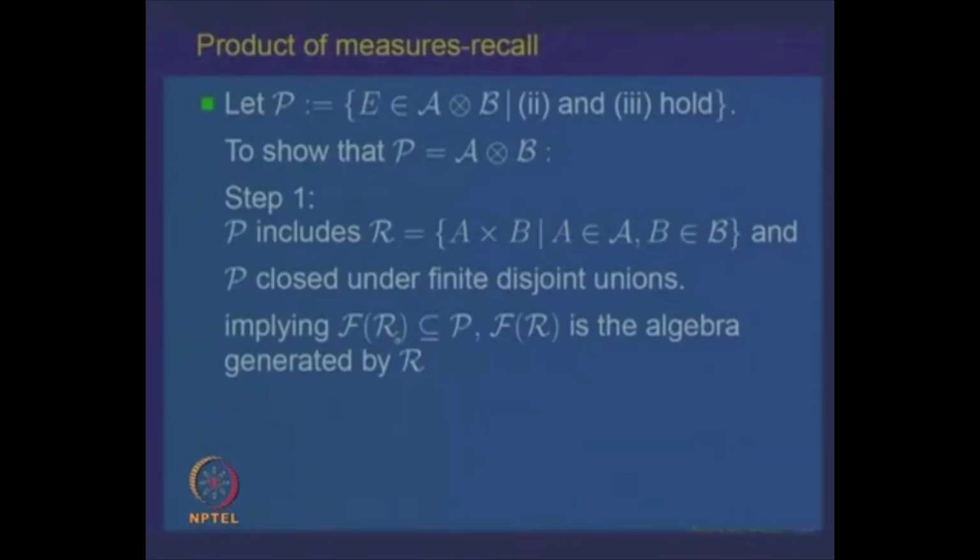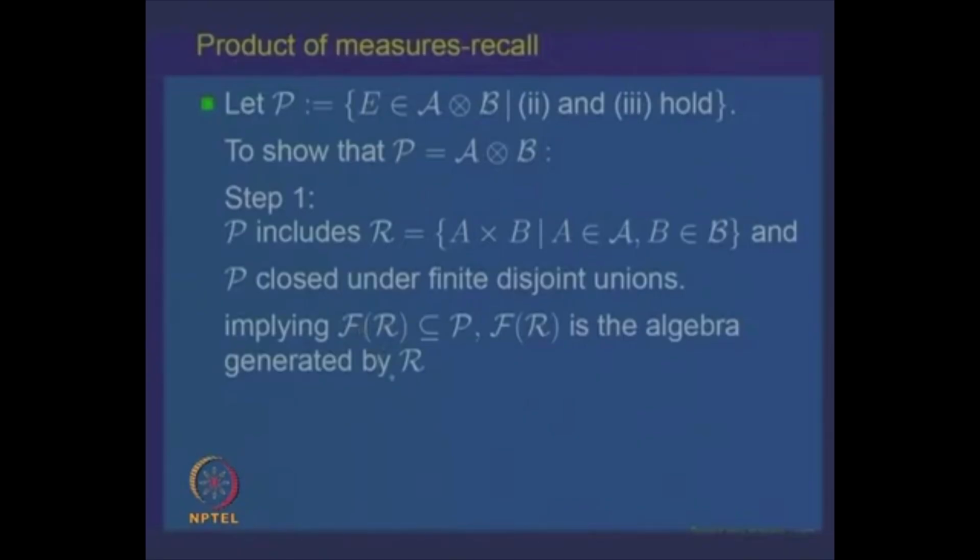So, we follow the monotone class result, namely if we are able to show that P is a monotone class and F_r is inside it, the monotone class generated by F_r will be inside P. And F_r being an algebra, the monotone class generated by an algebra is the same as the sigma algebra generated by that class. So, we will get that the sigma algebra generated by rectangles will be inside P, and that is precisely what we want to show, because the sigma algebra generated by rectangles is the product sigma algebra A cross B.